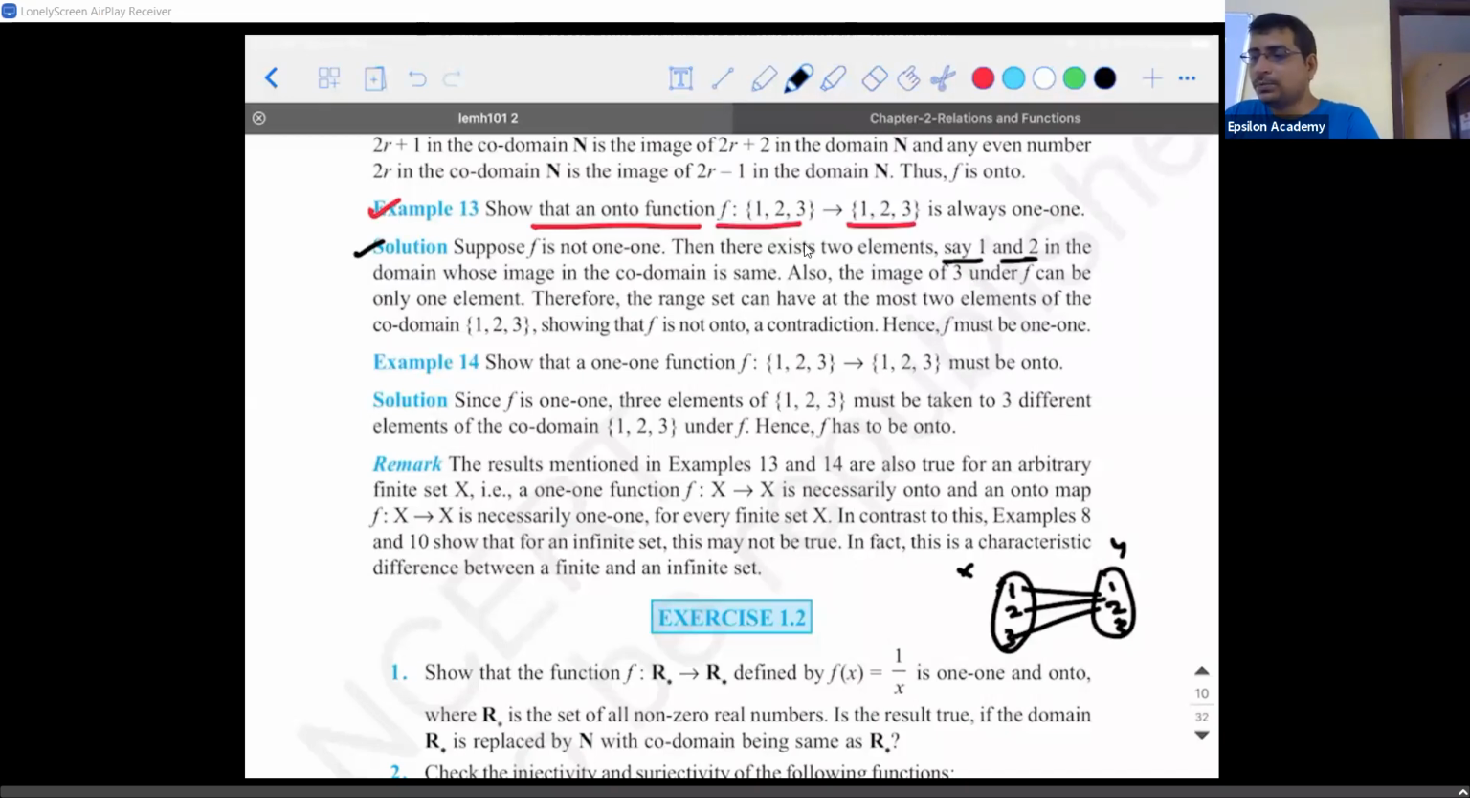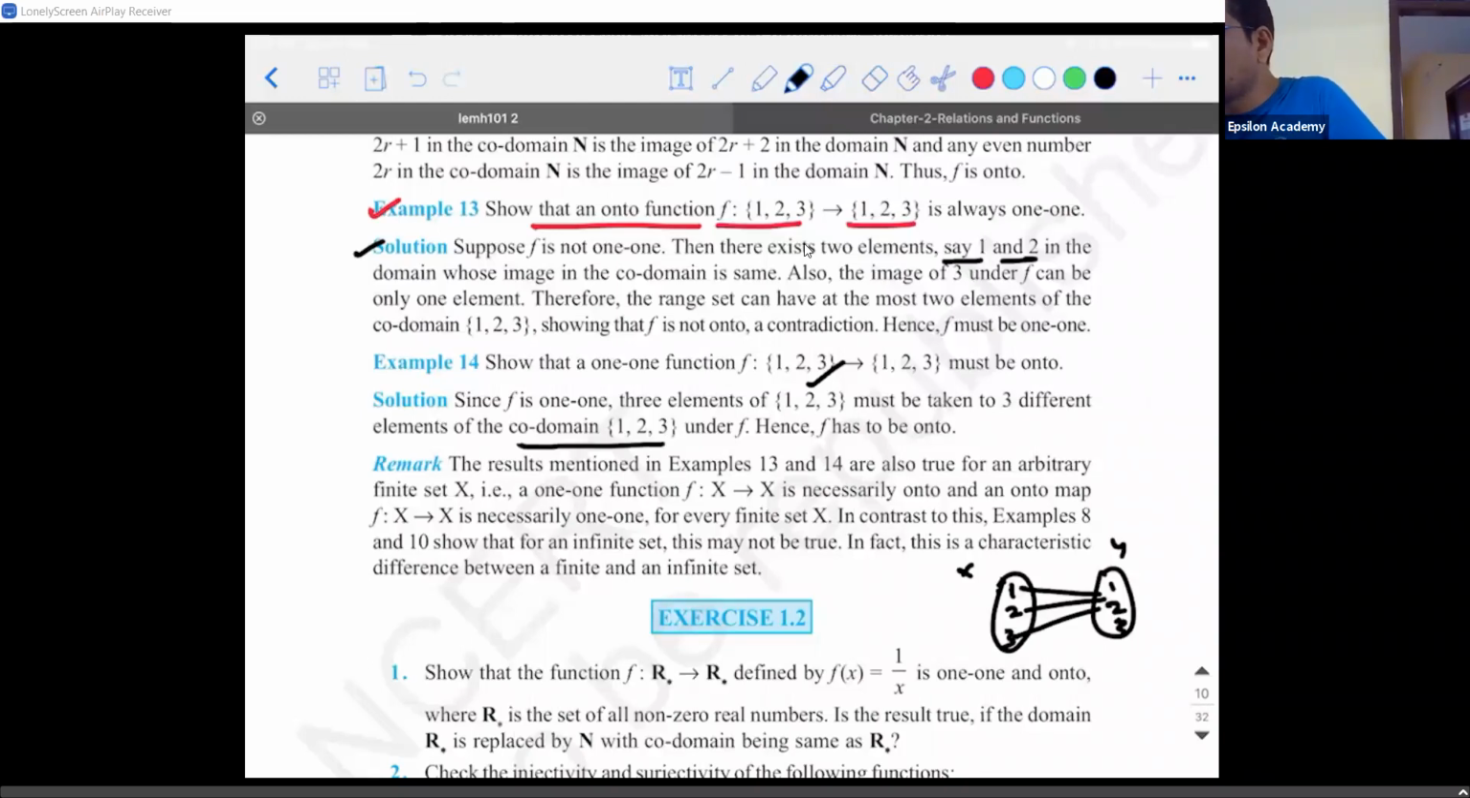First you will assume, but here it is easy actually. Since the number of elements is the same, it will be the same. So since f is one-to-one, the 3 elements of the set must be mapped to 3 different elements of the set Y. Since all 3 elements of the set Y are used up, it has to be an onto function.